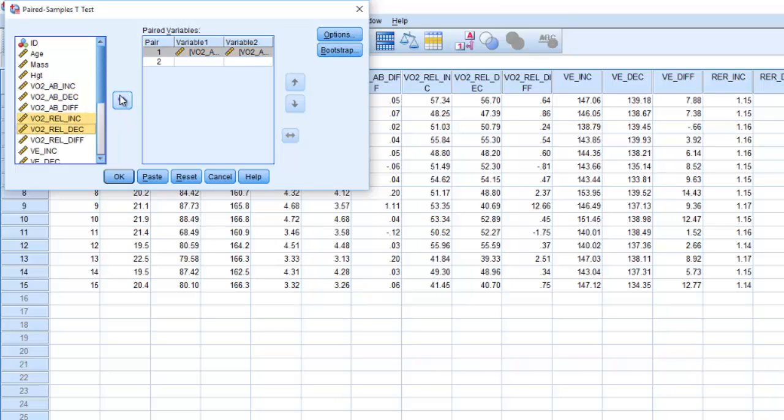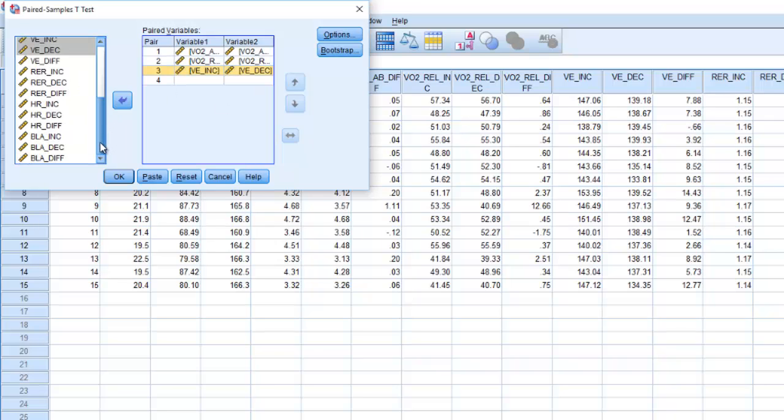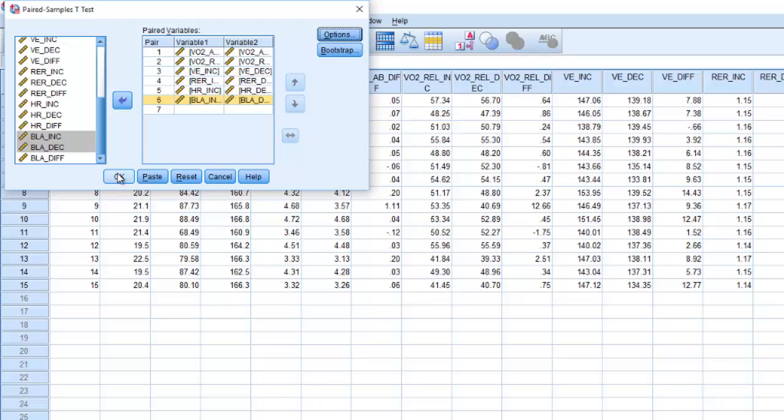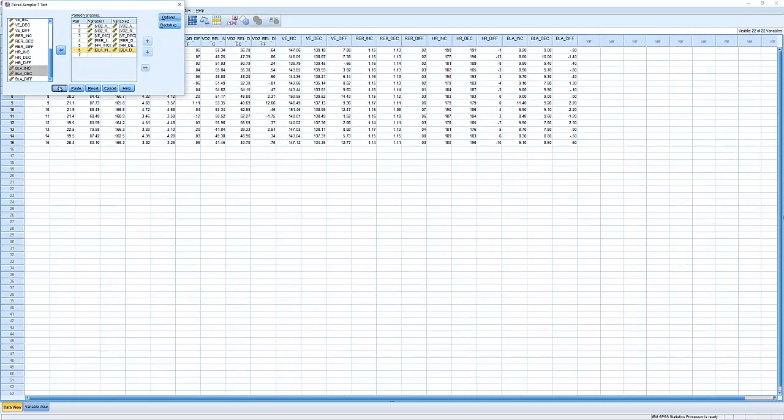So VO2, VE, what else is there? RER, HR, and BLA. Okay, that's all done. Just check the options. Yep, we're going to go for the 5% significance level, or 95% confidence, and we'll click on OK.